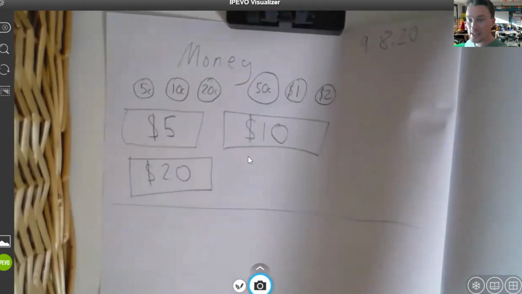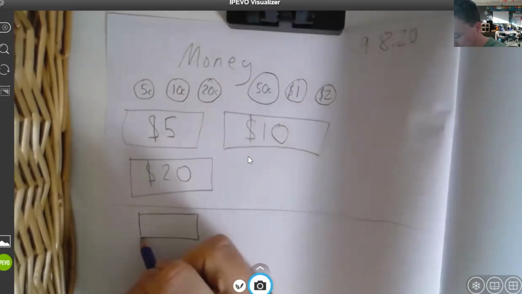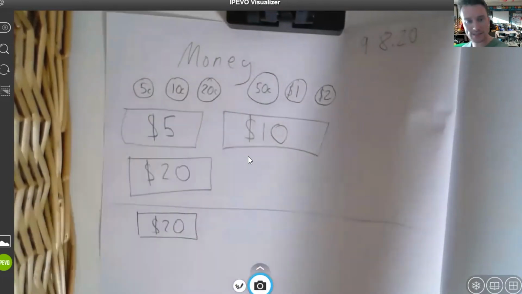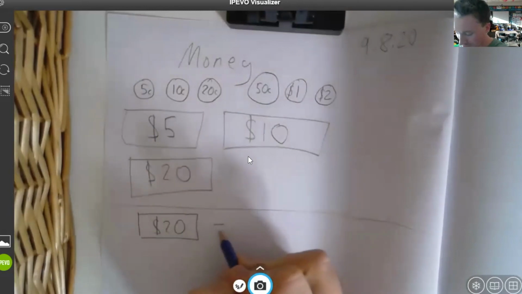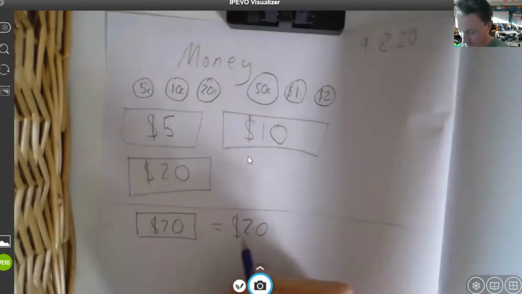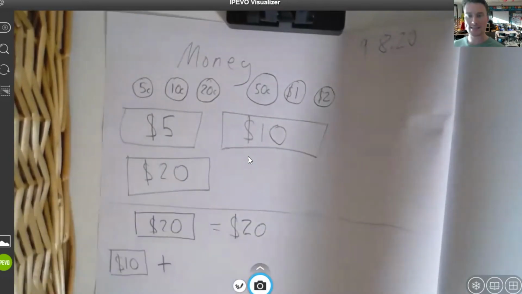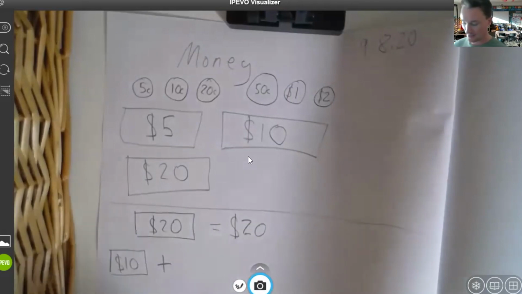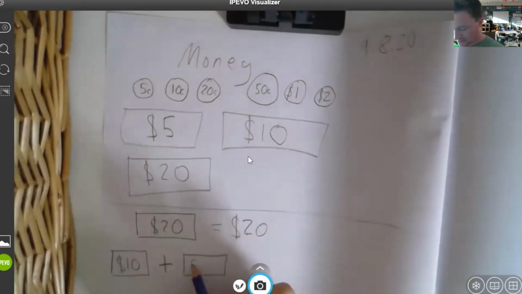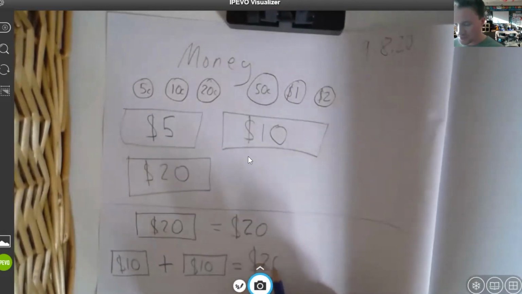So we have to equal $20. One way to do it, maybe even the easiest way, would be if I just do a $20 note. That equals $20, doesn't it? Done. All right, what if we do a $10 note? What do we need to add to $10 to get to 20? We would need another $10. And 10 plus 10 equals 20.